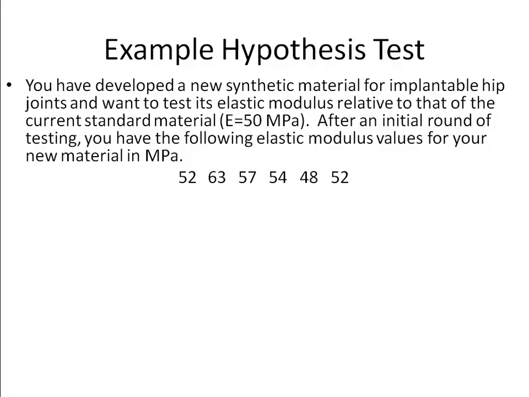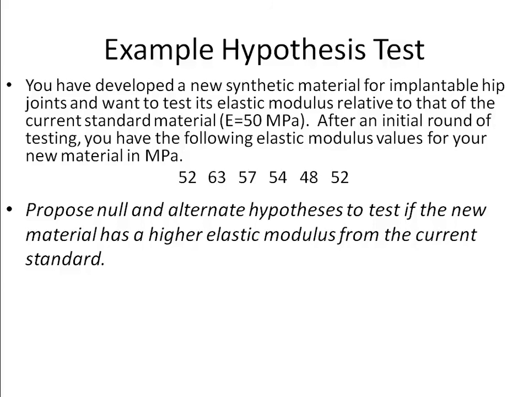So all of that might have been a little complicated to explain without an example, so we're going to go over an example hypothesis test. And so the problem reads as follows. You have developed a new synthetic material for implantable hip joints and want to test this material's elastic modulus relative to that of the current standard material in practice, which has an elastic modulus of 50 megapascals. After an initial round of testing, you have the following elastic modulus values for your new material in megapascals: 52, 63, 57, 54, 48, 52.